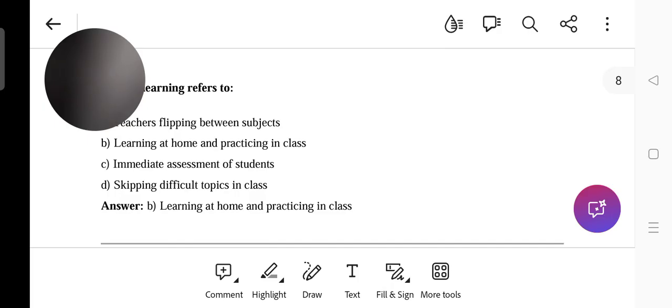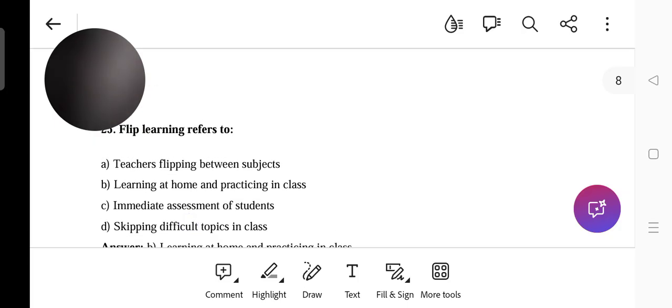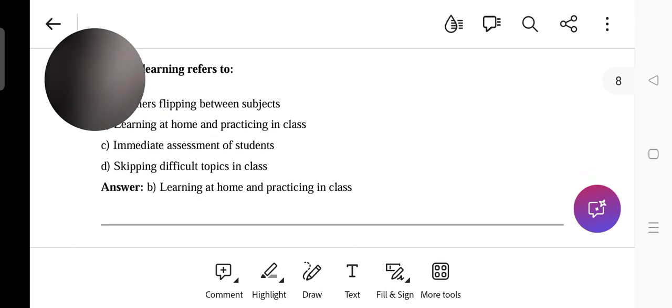So what will be the appropriate answer? The appropriate answer will be learning at home and practicing in class. That is known as the flip learning. Flip learning refers to learning at home and practicing in class.